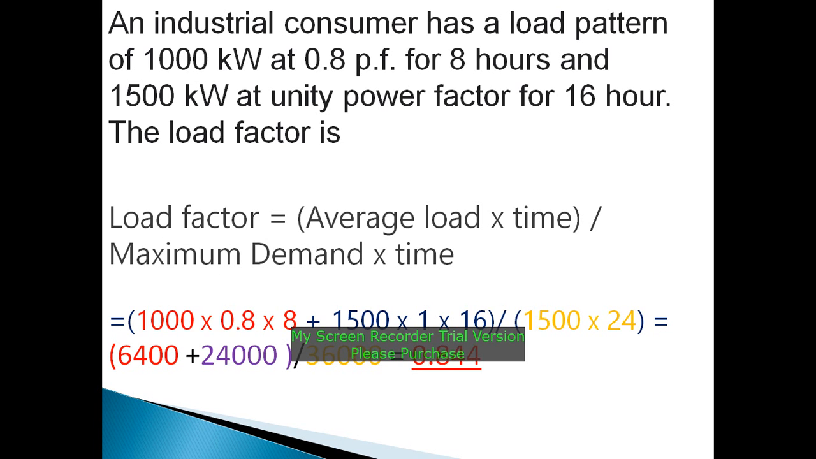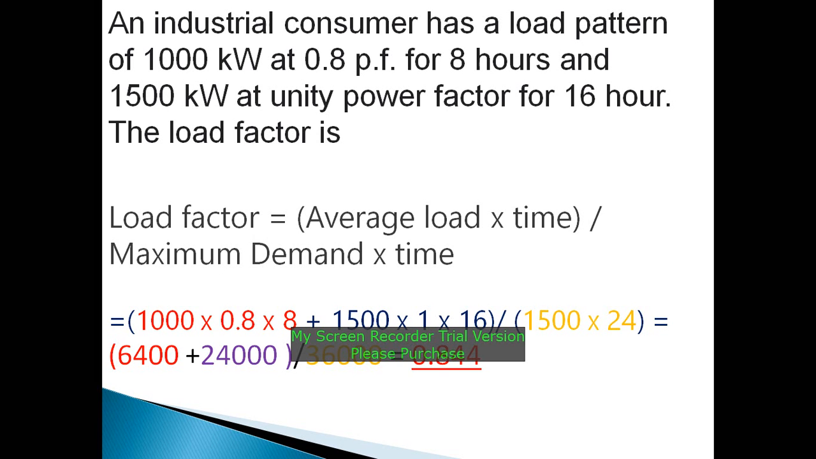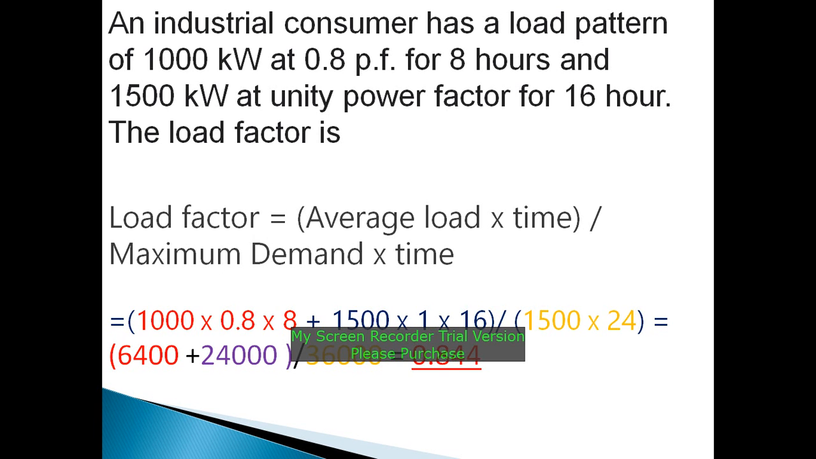Divided by the maximum demand. From this we can see that for about 16 hours 1500 kilowatt is consumed, so 1500 is the maximum demand. So divided by 1500 into 24, the answer is 0.844. It is very simple.